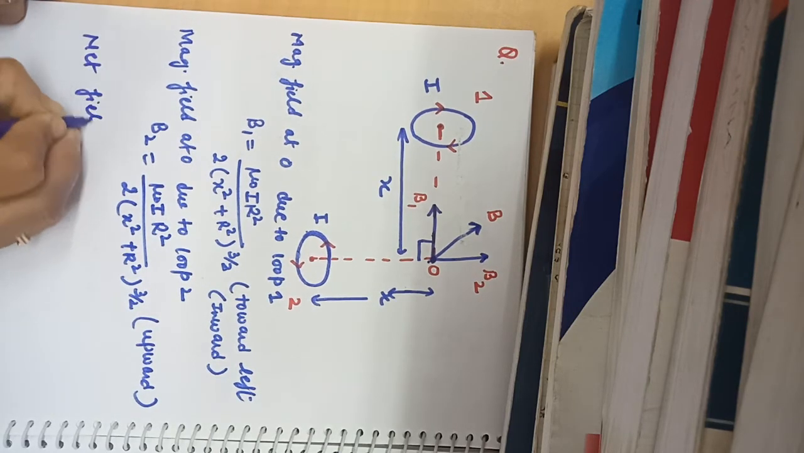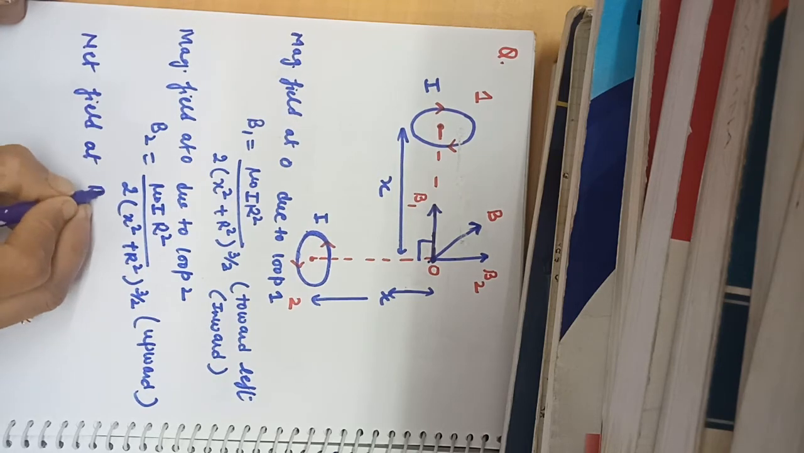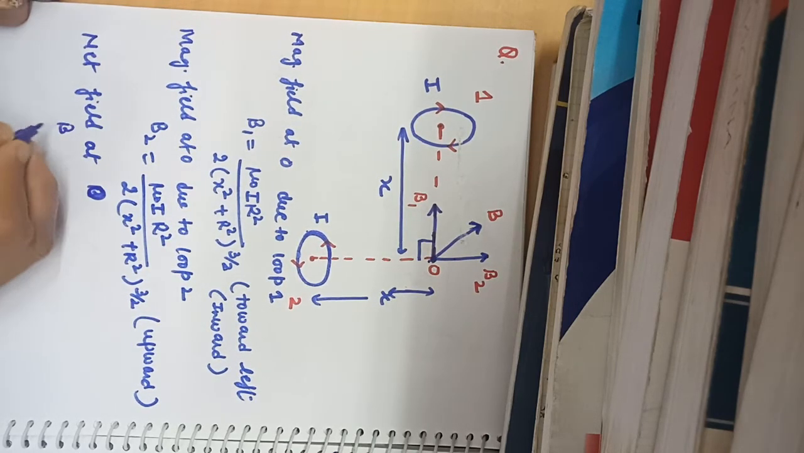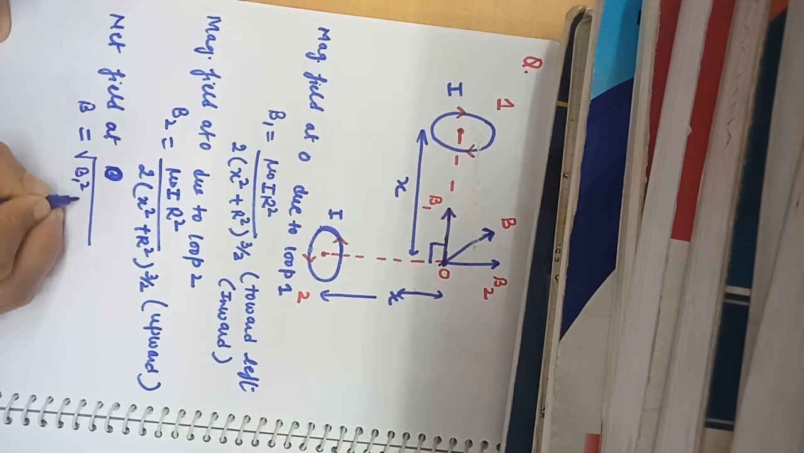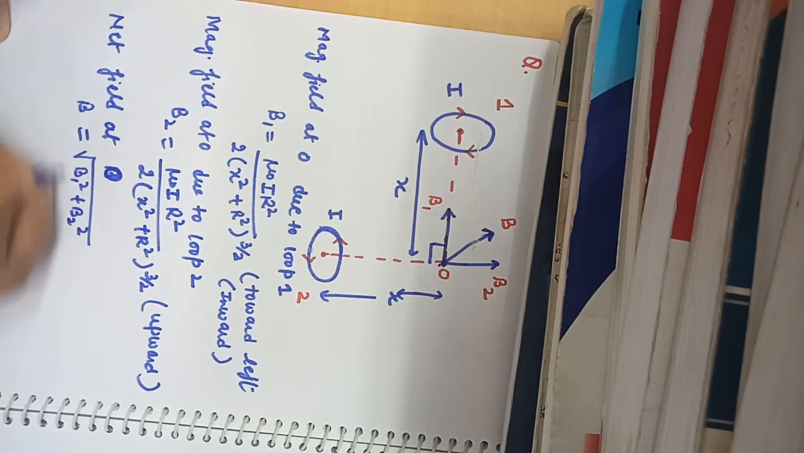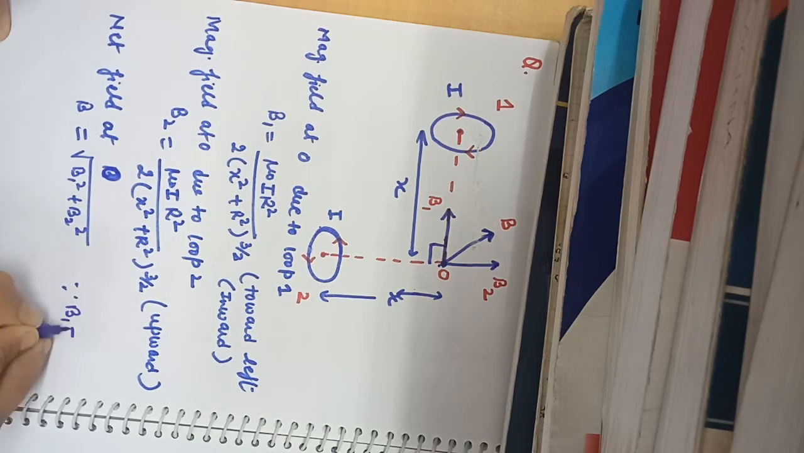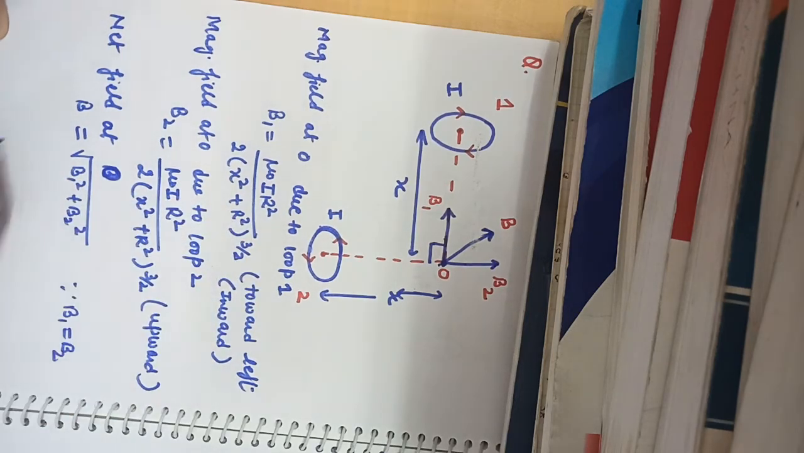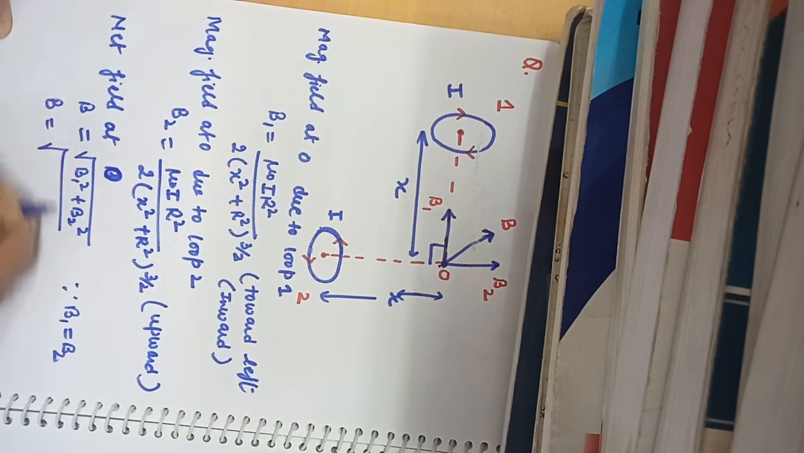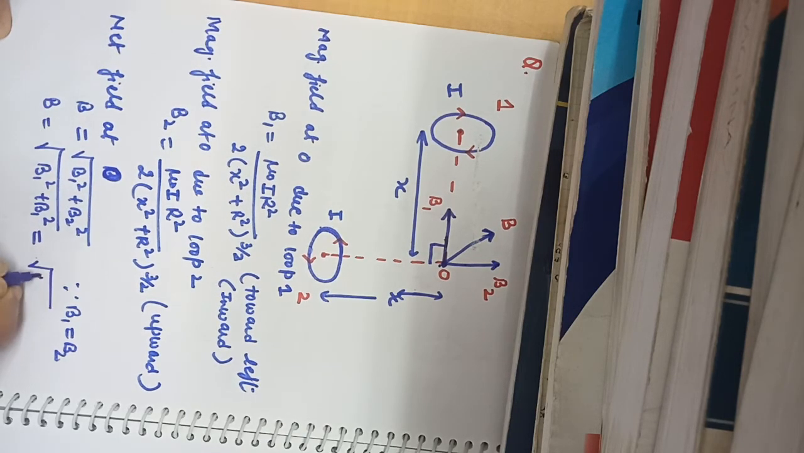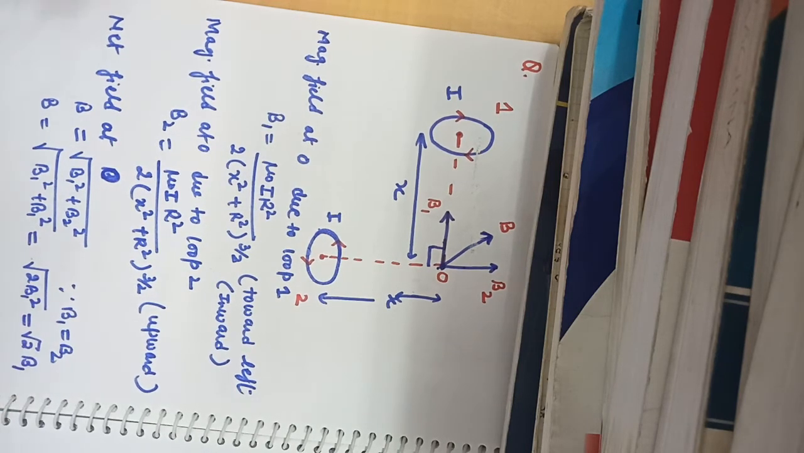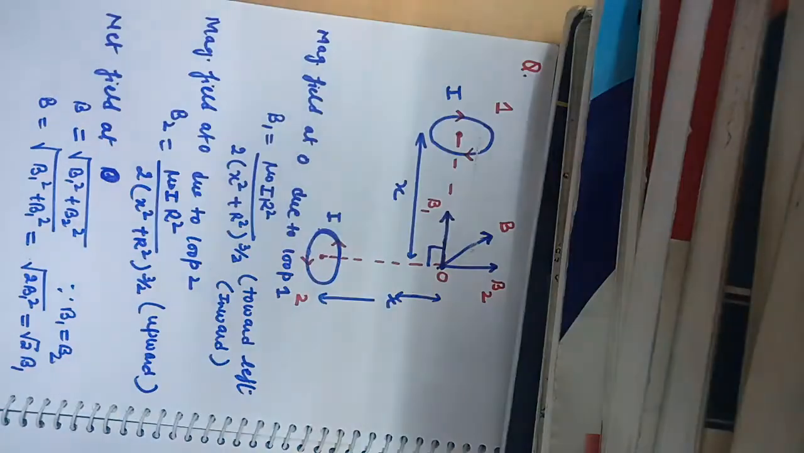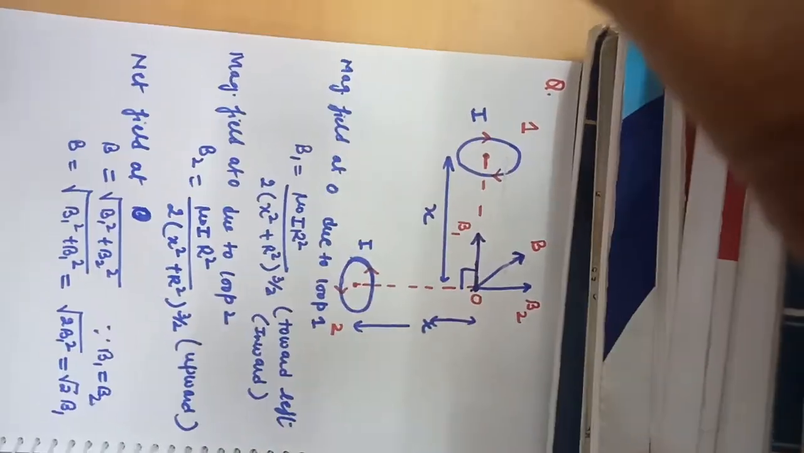Okay, so what is the resultant field? The net field at point O, that is B, is equal to under root of B1 square plus B2 square. Since B1 is equal to B2, you are observing the magnitude is the same, so you will write it like this: under root of B1 square plus B1 square. You will get under root of 2 B1 square, and this will be root 2 B1. Clear? So you have got this condition.